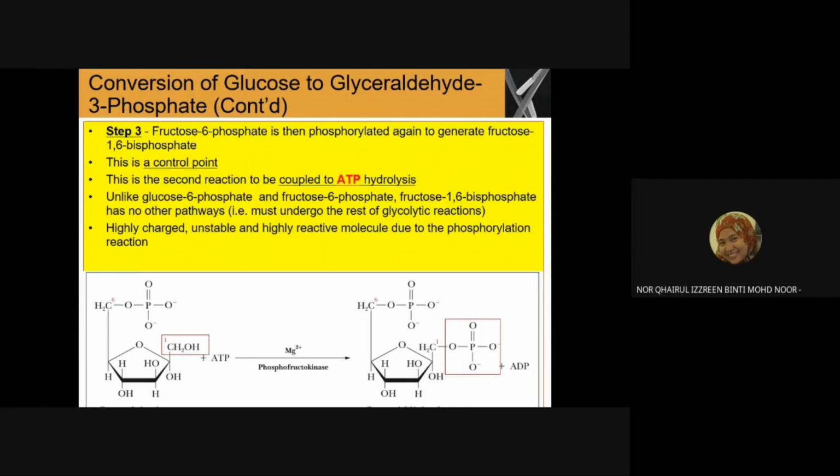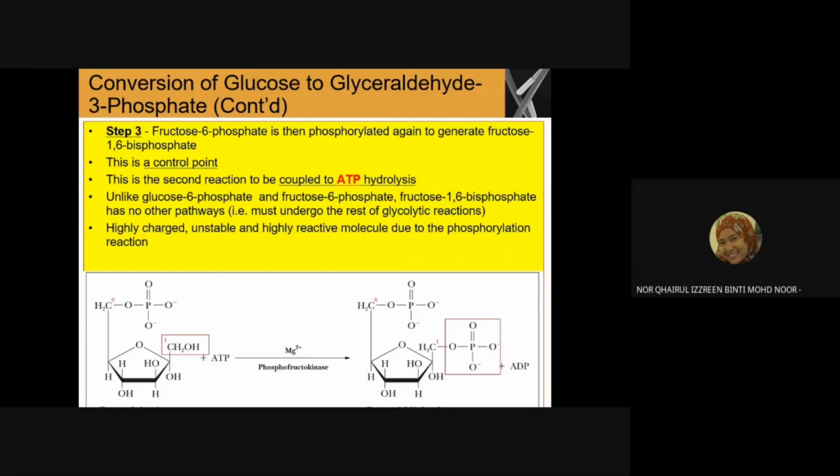Unlike glucose 6 phosphate and fructose 6 phosphate, this fructose 1,6 biphosphate has no other pathways. So it has to undergo the rest of the glycolytic reactions. No choice for this molecule. This fructose 1,6 biphosphate is a highly charged, unstable, and highly reactive molecule due to the phosphorylation reaction.